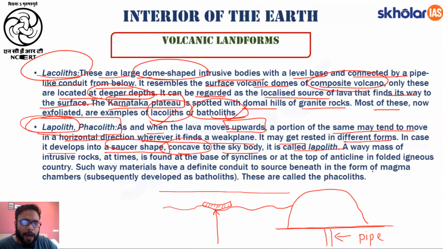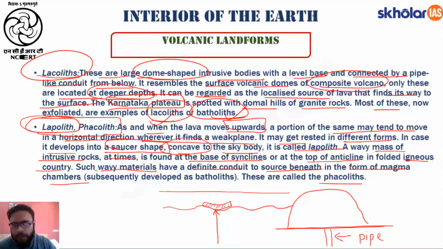Fine. Then a wavy mass of intrusive rocks at times is found at the base of the synclines or at the top of anticlines in folded igneous country. Such wavy materials have a definite conduit to the source beneath in the form of magma chambers, and these are called your phacolith. Now what are phacoliths?